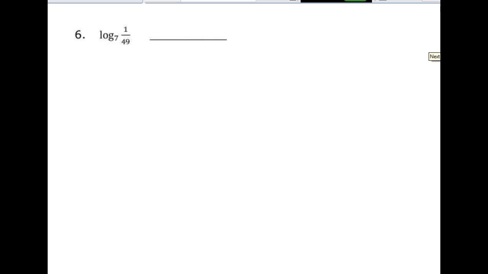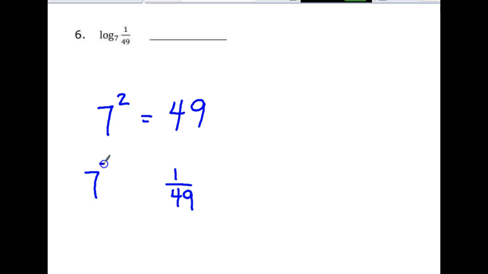Evaluate the expression. What is this equal to? Well, what power am I going to need to make 7 equal to 49? 7 squared is equal to 49. You agree with that? But that's not what we're trying to figure out. We're trying to figure out 1 over 49. And a negative exponent is equal to a reciprocal. That is the definition of a negative exponent. Evaluate means figure out what the exponent needs to be.